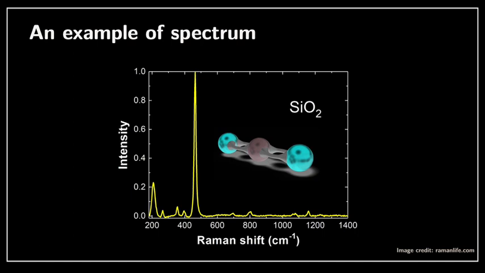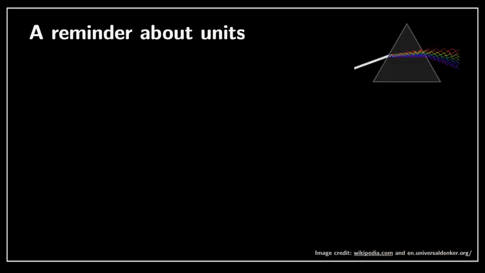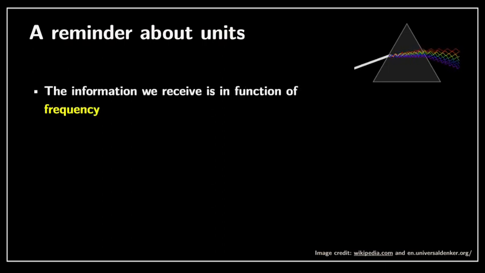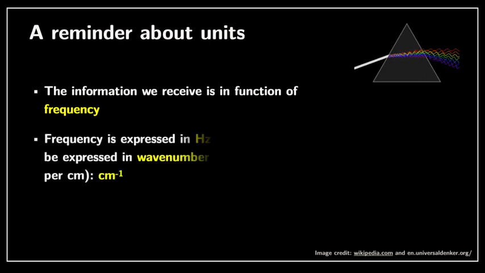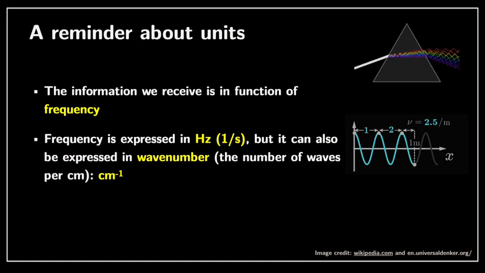Before we move on, a little reminder about units, because as you know, different fields use different units. They all usually correspond to frequencies, but of course we use the units that are the most logical, or the most in the right range of numbers for the particular technique. So let's remind about units. The information we receive is a function of frequency. As we will discuss, those frequencies correspond to a vibration of the material. If we look at the SI unit, the International System of Units, frequencies are usually expressed in hertz, so 1 per second.